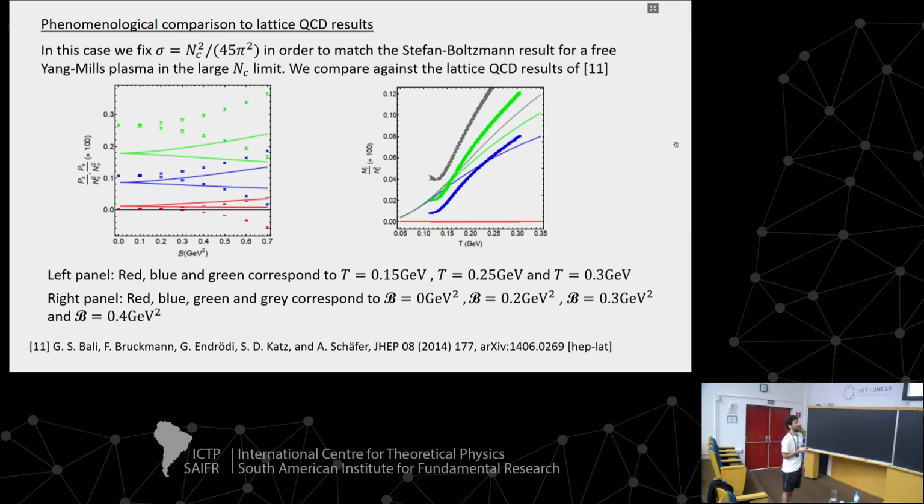And this is the magnetization as a function of temperature, for different values of the magnetic field: red, blue, green, and gray, as you increase the magnetic field. These dots almost become like a thick line. This is lattice, whilst the thin lines are our results.